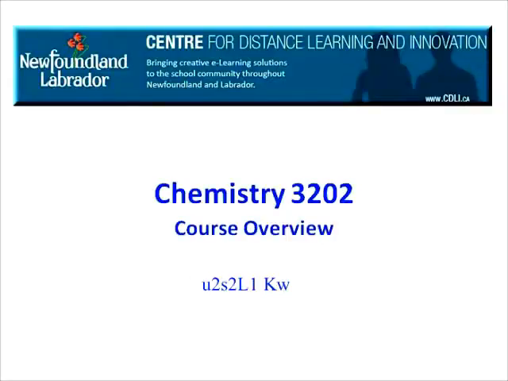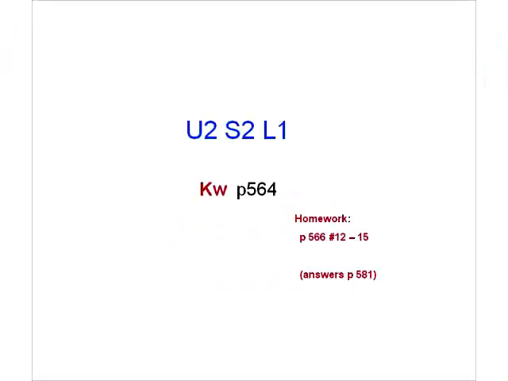Okay, here we go again. Chemistry 3202, course overview, review. This is on Unit 2, Section 2, Lesson 1, the special nature of water, KW. This information is dealt with on page 564 of your textbook, and there's a few questions there on page 566 that deal with what we're going to do in this session.